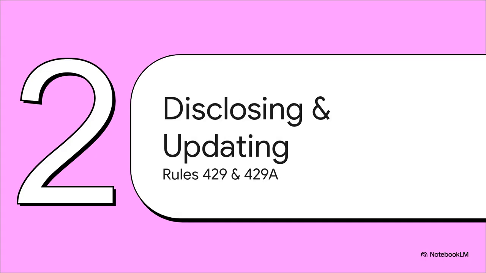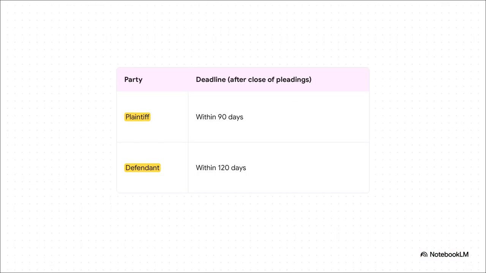Okay, so you've got a compliant report. Awesome. What's next? Well, now it enters the procedural timeline, and this part is governed by two more critical rules you need to have down for the exam. Rule 429 on disclosure and Rule 429A on the duty to update. Rule 429 sets the timeline, and you have to be all over this. As soon as pleadings close, the clock starts ticking. The plaintiff has to disclose their expert reports within 90 days. The defendant gets a little longer, 120 days. These are not suggestions, okay? They are hard deadlines you have to track meticulously.